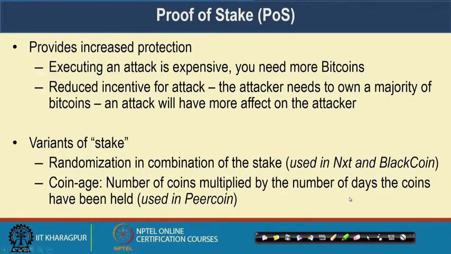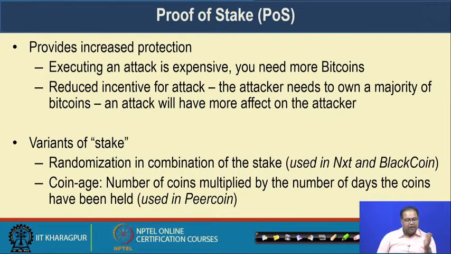So, this proof of stake based system, or PoS based system, provides increased protection. Executing an attack is expensive, because you require more Bitcoin if you want to generate more blocks, and you also have a reduced incentive for attack, because to generate an attack you need to hold a huge amount of Bitcoin. Now, if you already hold a huge amount of Bitcoin, and you are generating an attack on the blockchain network, that means you will be mostly affected, because you are holding a majority of the Bitcoins. So, that way the attacks are more expensive in a proof of stake based system.